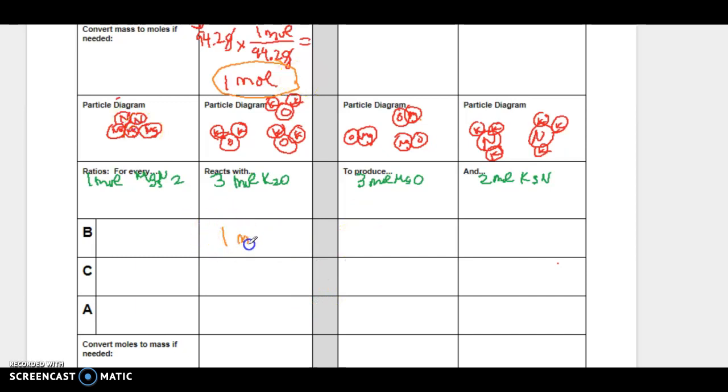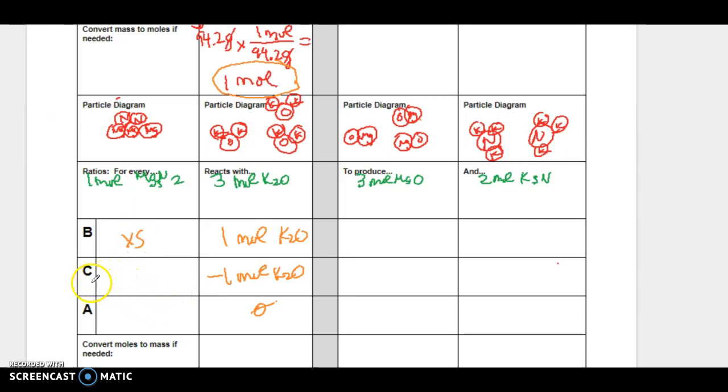So I know I'm going to start with 1 mole, all right, of the K2O, and I'm going to use it all up and be left with nothing because that's what's happening in the reaction, okay? It says it reacts with excess magnesium nitrate. That means there's plenty, okay? So if it says that, you're allowed to just write excess, right?